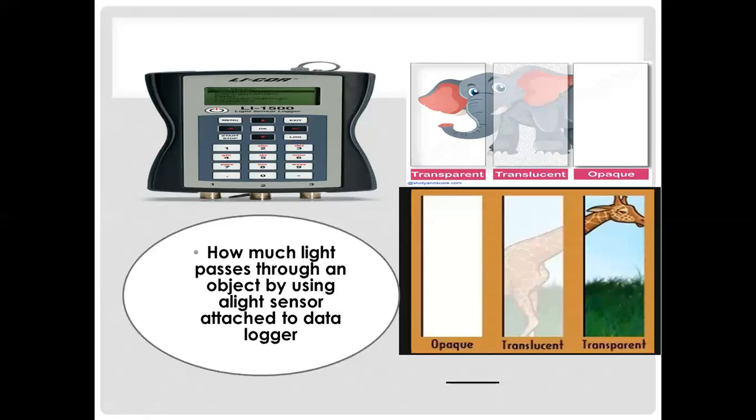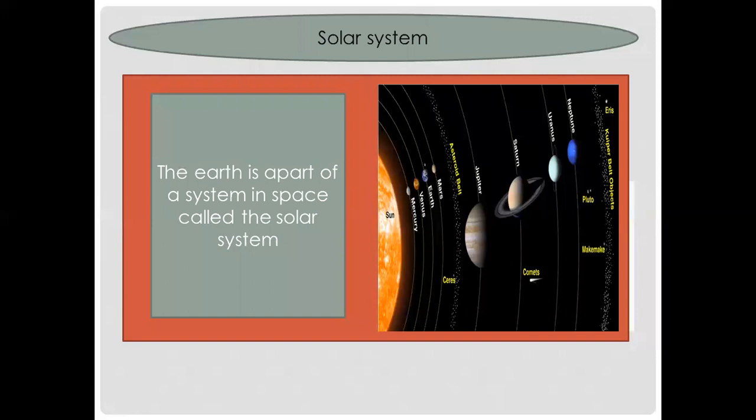So let's start. Today I want to explain a small part of the solar system. The Earth is a part of a system in space called the solar system. The solar system includes the sun, the first part, and also includes planets. So focus with me to understand this point. The Earth is part of the solar system.